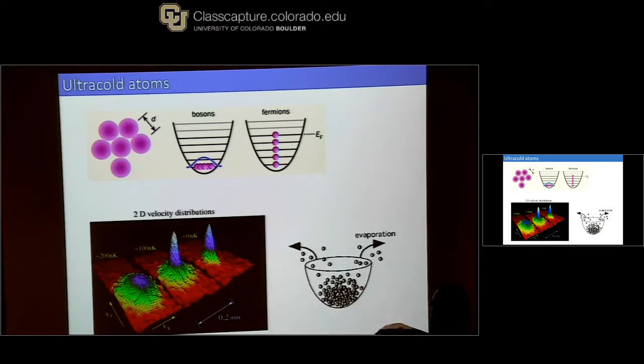And this is a really old cartoon of the classic technique for doing this, which is you have a bunch of atoms, and they're in some bowl potential trap. It has a finite depth, and so you evaporate out the hottest atoms, you leave the coldest atoms, and you have this bulk sample. And this is really what the field was doing for quite some time, looking at macroscopic properties of these bulk gases of atoms.